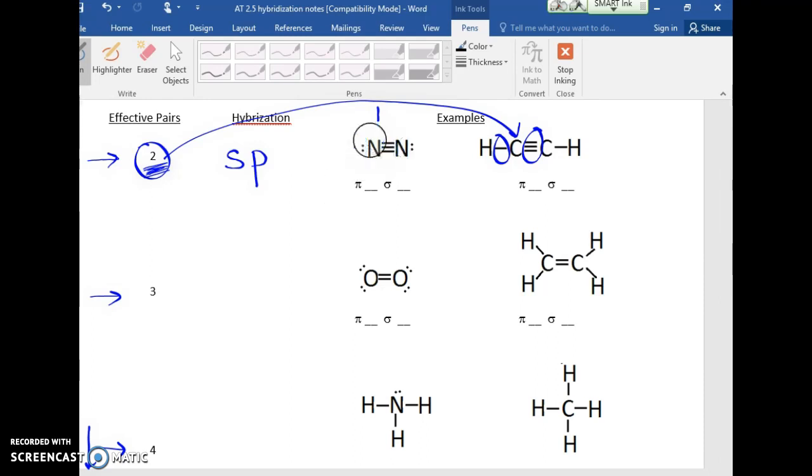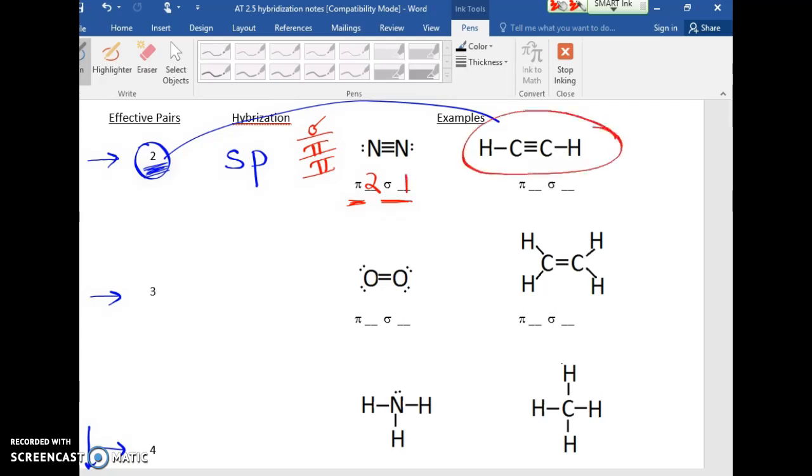Next. Oh, let's not forget, let's do a little practice here as well. Let's count up the number of pi bonds and sigma bonds here. Well, notice pi bonds, we'll start with the sigma. Sigma and pi. In a triple bond, remember one of them is always a sigma and the other two are pi. So very simply, I have two pi and one sigma.